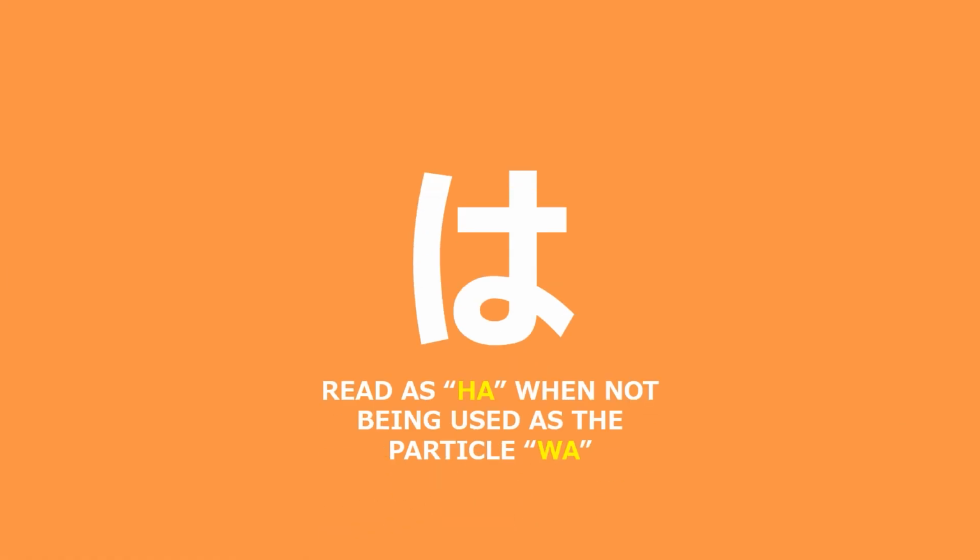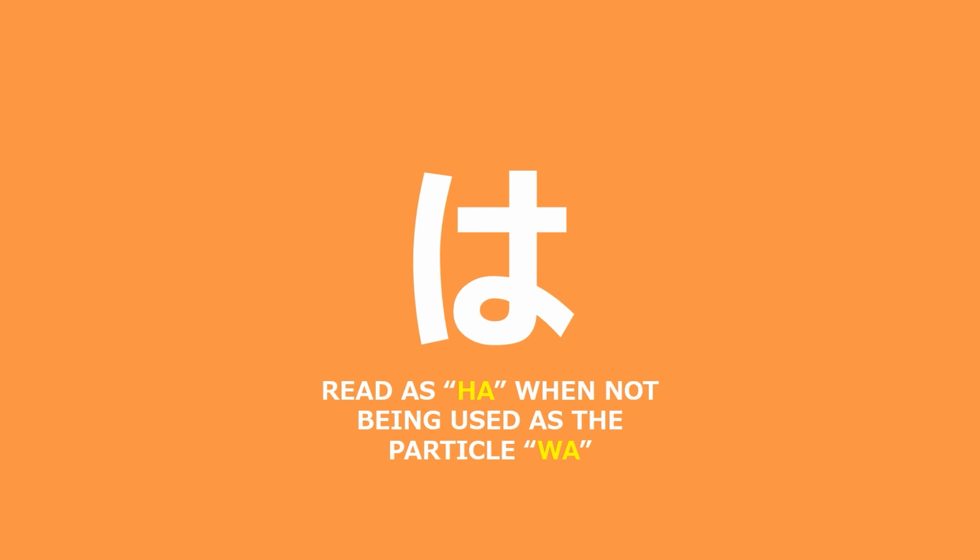And if you have already studied some hiragana, you might be confused at this point because you know this letter not as wa, but as ha. But the thing is that this letter, when it is being used as a particle, is read as wa, not ha. And this might sound very confusing, but I promise you, you'll get used to it in no time. So don't worry about it.